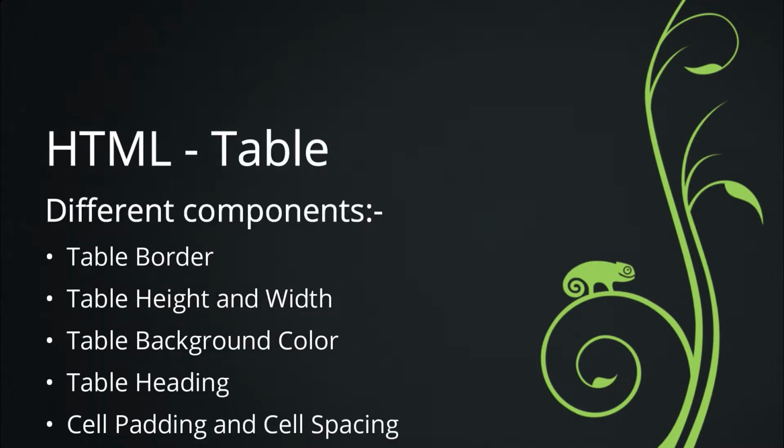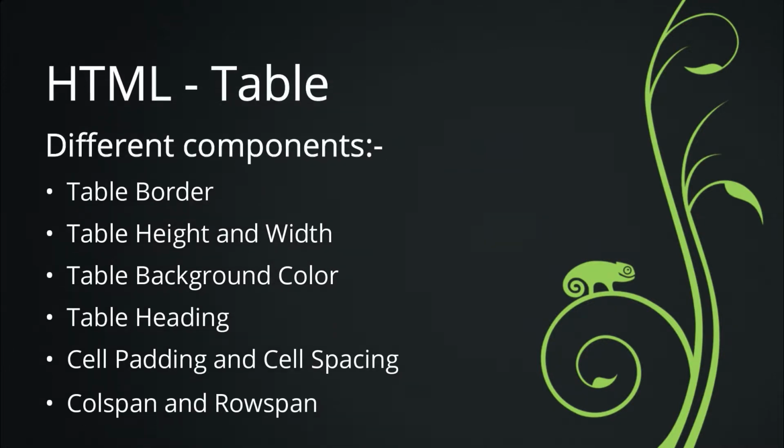There are different components of a table. Some of them are table border, table height and width, table background color, table heading, cell padding and cell spacing, colspan and rowspan.